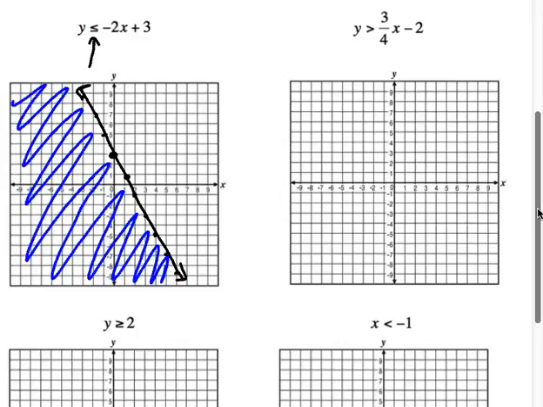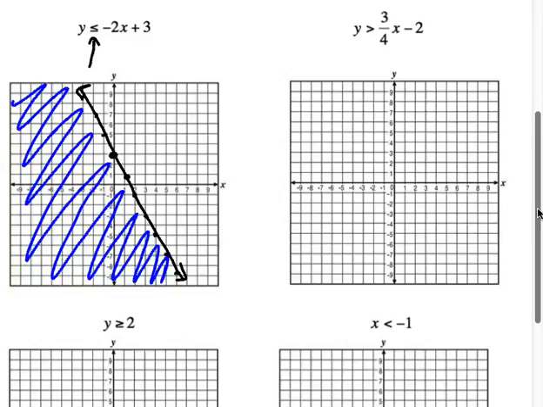And that's it. So really the only difference from what you already know is that you already know how to graph the line. Now you just interpret: solid or dashed line? Do I shade above or below? So let's look at our next one.